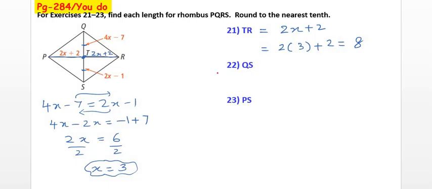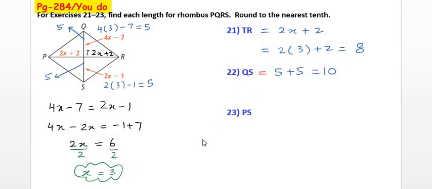Next, it says find the value of QS. As you can see here, this whole line is QS, right? So what is the value of 4x minus 7? Substitute the value of x here. So it's 4 times 3, 12, minus 7, it will be 5. So this one will also be 5. That means this one is 5 and this one is 5. So QS will become equal to 5 plus 5, that is 10. Clear?